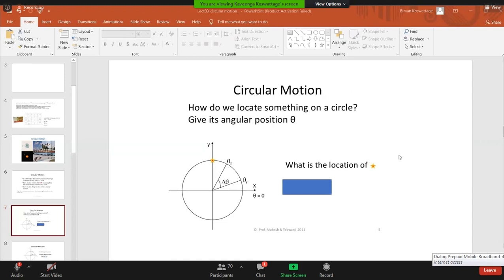Right? So we can define the angular position theta by degree or radian.